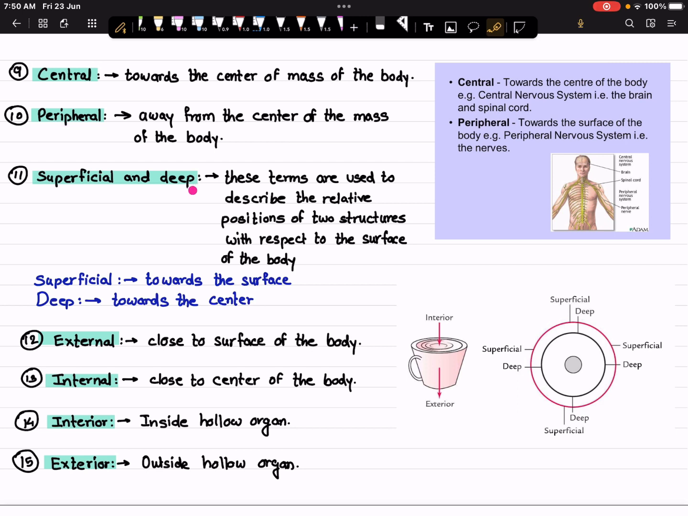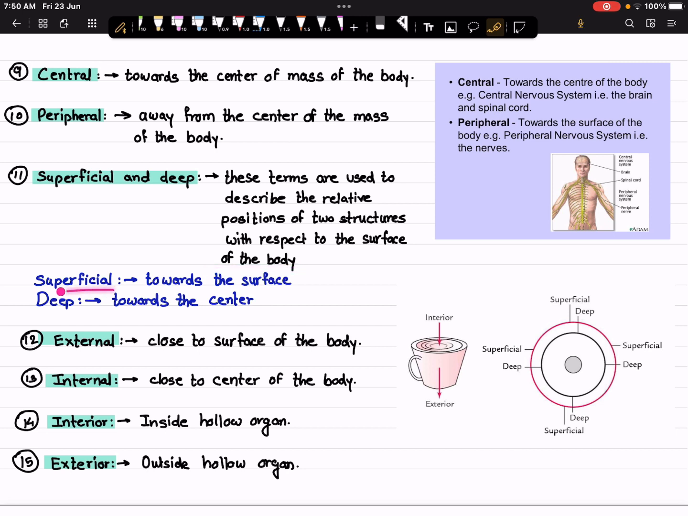Now when it comes to superficial and deep, we need to understand these two terms because it is quite important that they are used to describe the relative positions of two structures with respect to each other, according to the surface of the body.